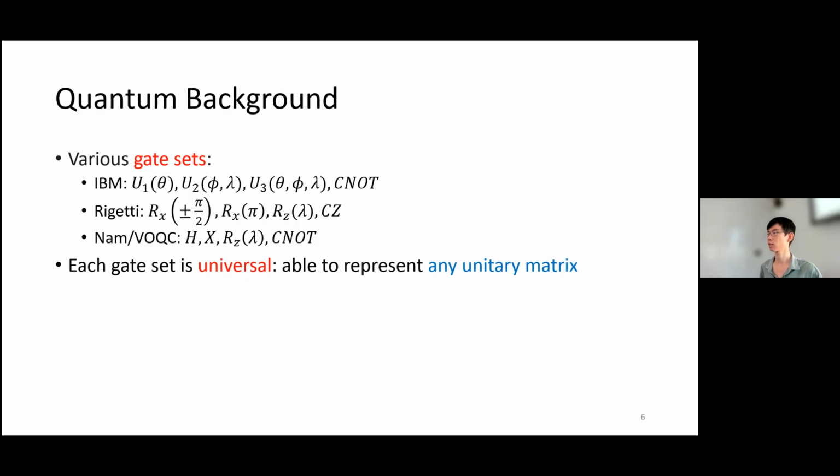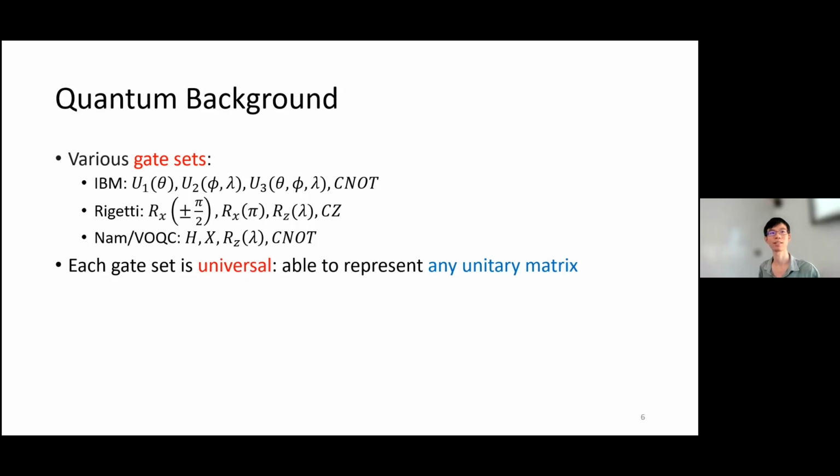Sorry, what is the X gate? Oh, the X gate is a rotation by pi along the x-axis. So it's like you flip from 0 to 1. Ah, yes, I see. It's like control Z. Control Z, yes: control on the first qubit to apply Z on the second.